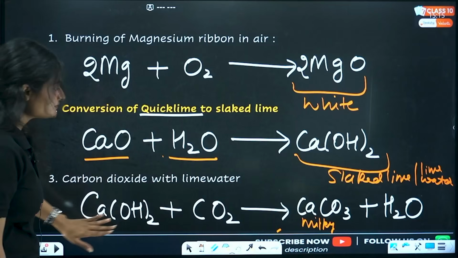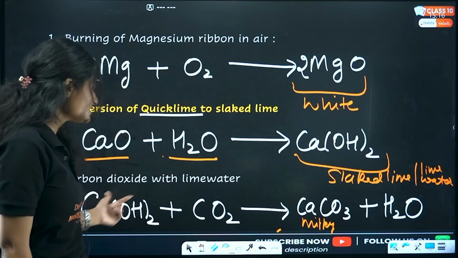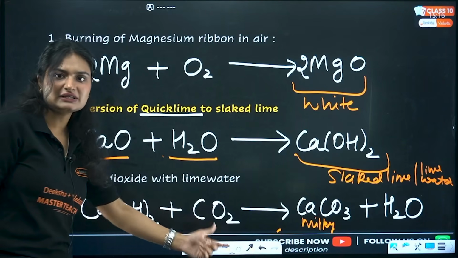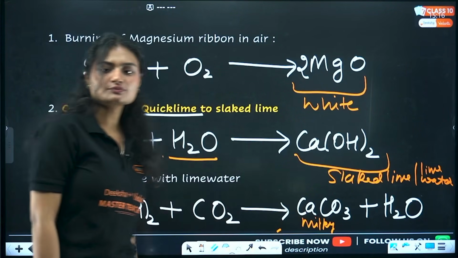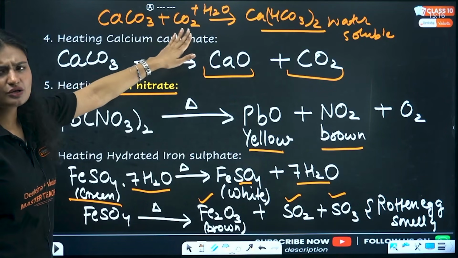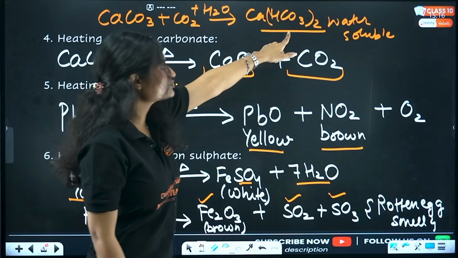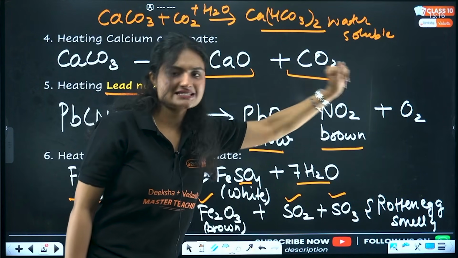when lime water reacts with carbon dioxide, we get calcium carbonate, which is milky. That means lime water turns milky when you pass carbon dioxide gas through it. That milkiness is due to calcium carbonate. Okay, then you have heating. Further, if you pass carbon dioxide for long enough, you get calcium hydrogen carbonate or calcium bicarbonate, which is water soluble, and the milkiness disappears.